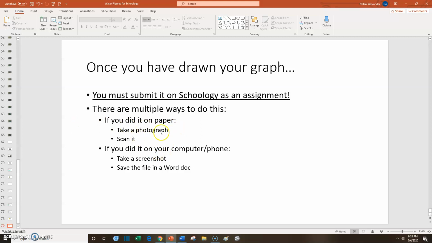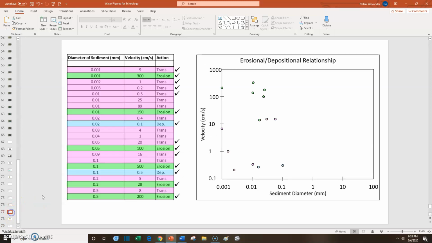So you can either take a photograph, or you can scan it and upload it as an assignment on Schoology, or you can actually take a screenshot or save the file in a Word document and then send it on Schoology that way. I do want to show you how to do a screenshot, just in case you aren't sure how to do that. So suppose here you've made this graph electronically.